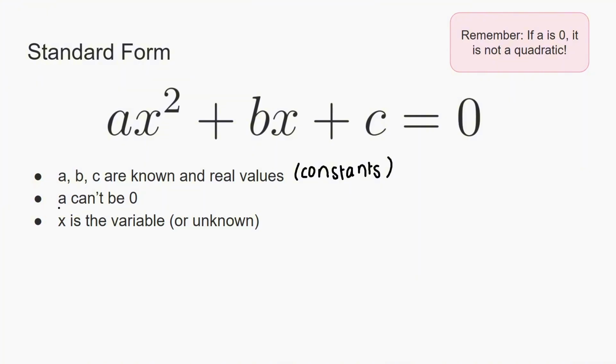So here is an important thing. a, b, and c are constants, and they can be any number, but a cannot be 0. And the reason why a can't be 0 is if a is 0, then it's 0x squared plus bx plus c equals 0, which translates to bx plus c equals 0. We no longer have our x squared term, so it's no longer quadratic. So b and c can both be 0, but a cannot be 0.